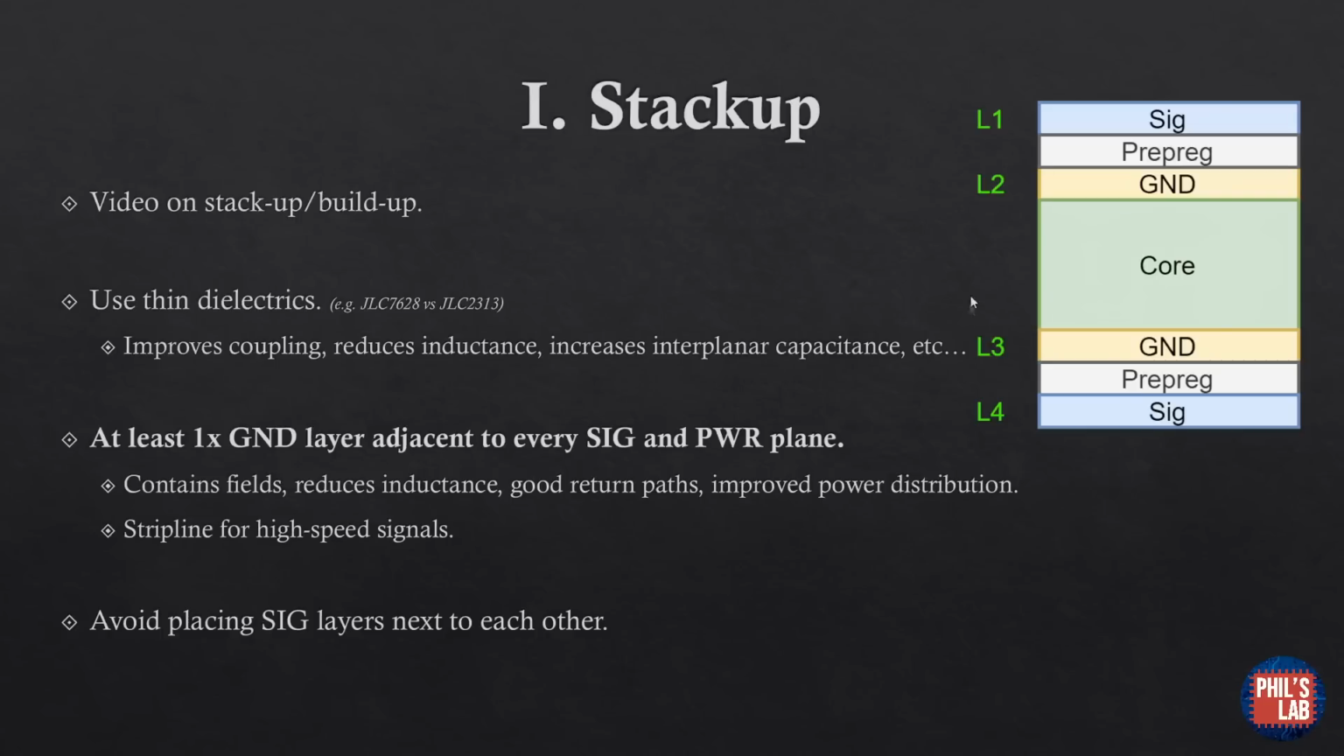The first point is to use thin dielectrics between signal and reference planes. For example, you can see this 4-layer stack on the right. We have a signal layer, then a prepreg or dielectric material layer, and then a reference layer underneath. We want this prepreg layer to be as thin as possible because this improves the coupling, reduces inductances because we get smaller loop areas, and if we have power and ground planes adjacent with a thin dielectric, this of course increases the interplanar capacitance, improves power delivery, and so on.